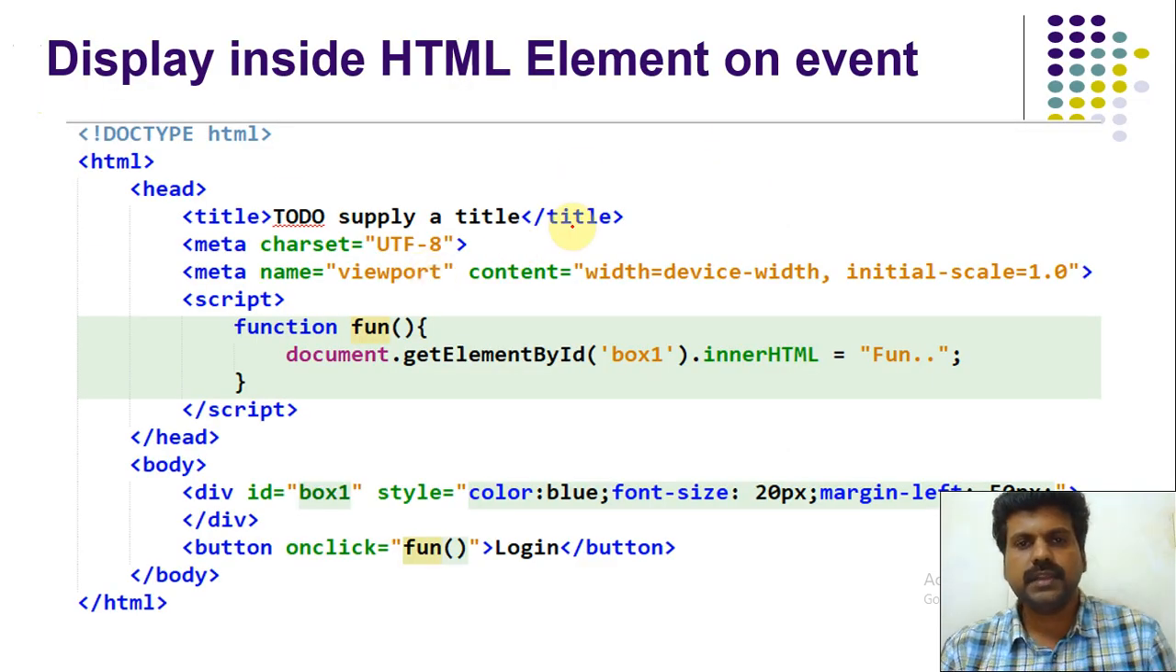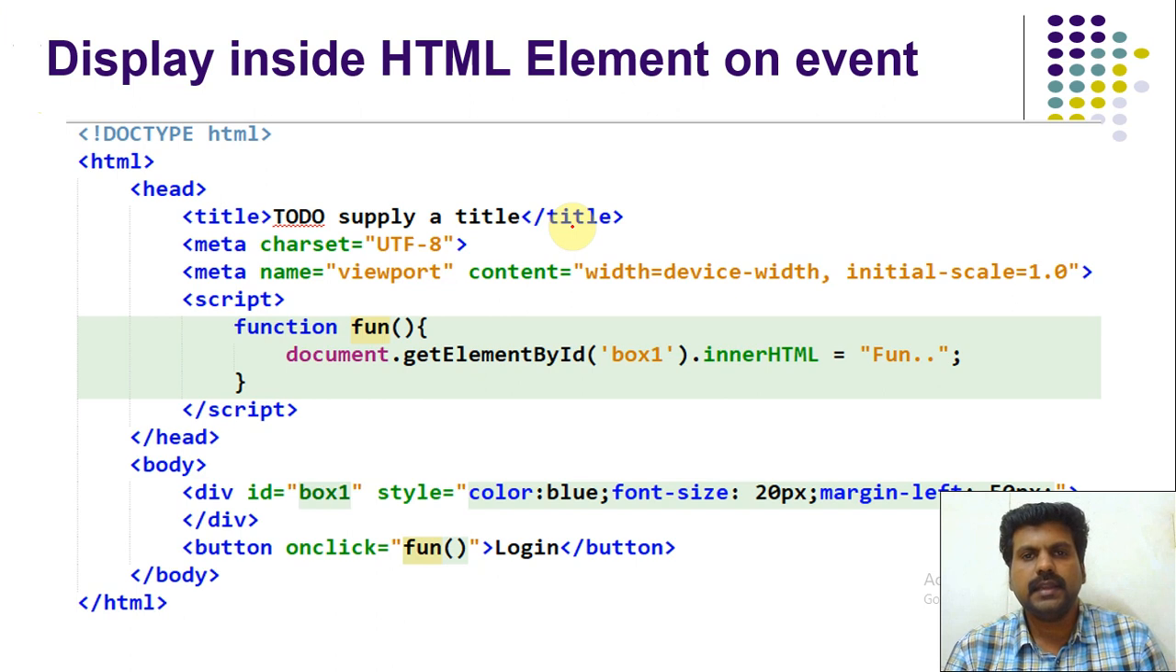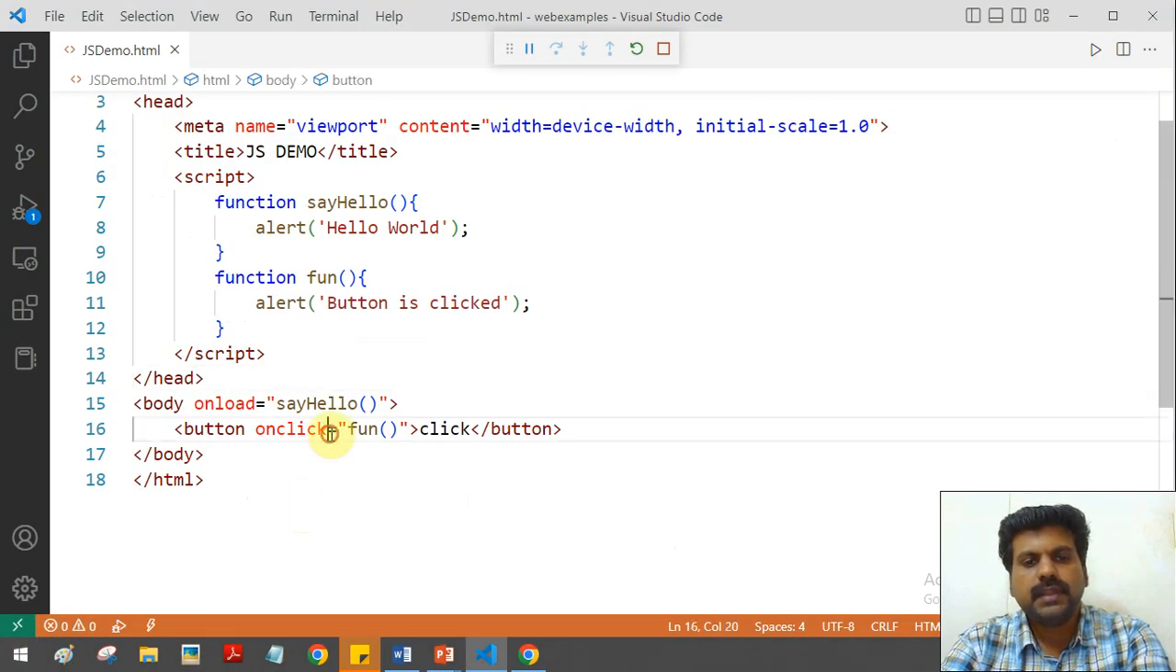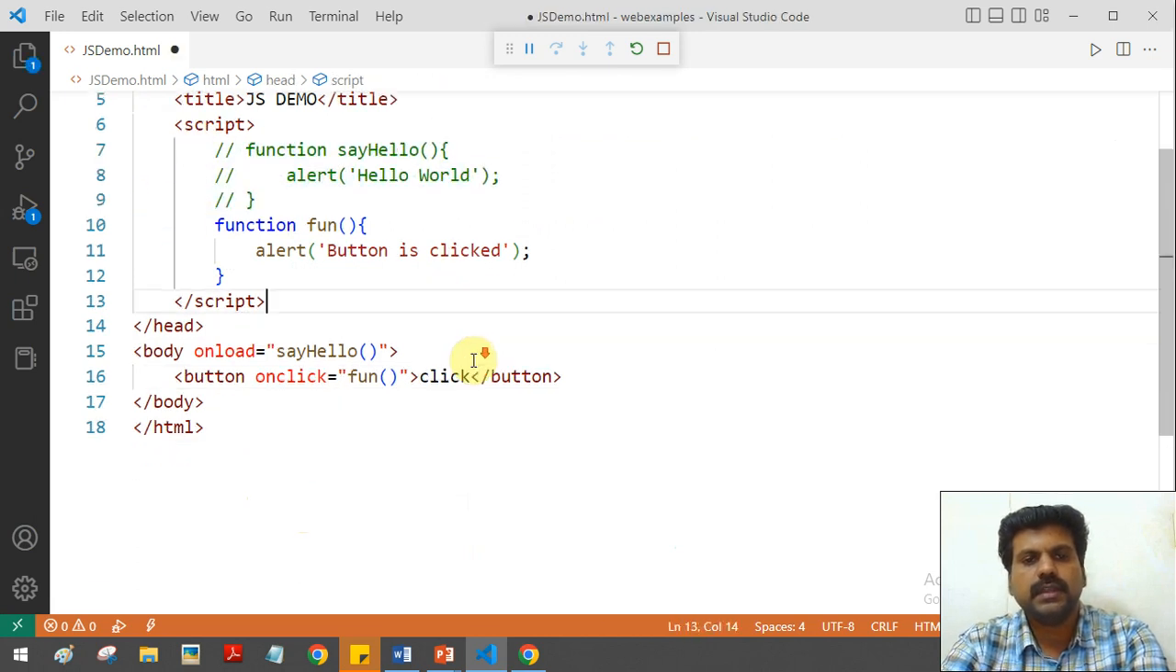So next, when you click the button, one way is we can display an alert message. Another way is we can display something in the div box using inner HTML. Okay, now let us practice that. For example, I'll just comment this say hello function. Okay, say hello function, I'm just commenting it.